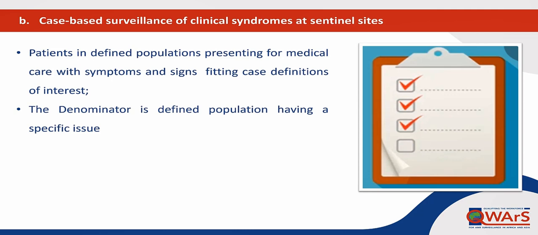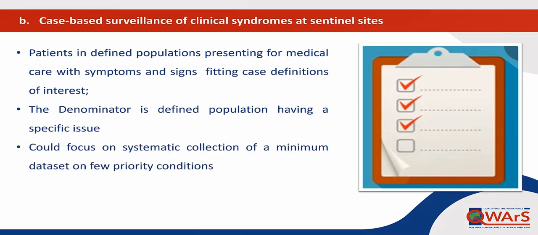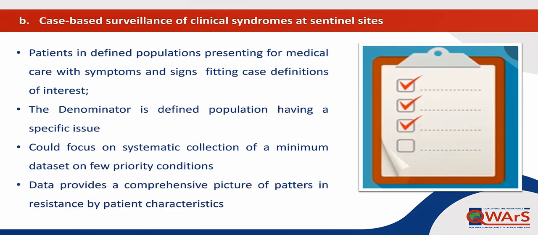For example, case-based surveillance could focus on systematic collection of a minimum dataset on a few priority conditions, such as urinary tract infection, septicemia, etc. Data on symptoms, laboratory tests, patient demographics, and history provide a comprehensive picture of patterns in resistance by patient characteristics.